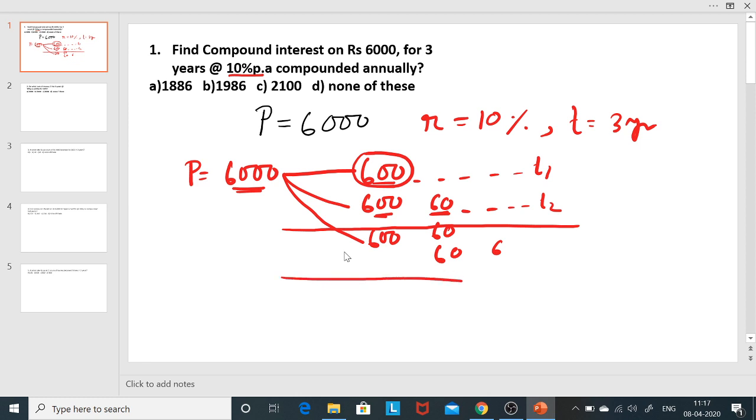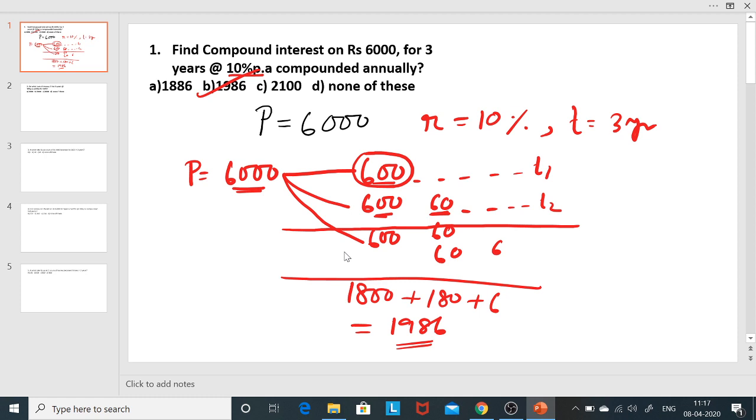If you add all this, it will be 1800 plus 180 plus 6, so it is basically 1986. That's your answer. So you can also apply this method. This is called the tabulation method. It is basically detailed calculation. In this method we show the detailed calculation, which we can use when it is very difficult to apply the formula.